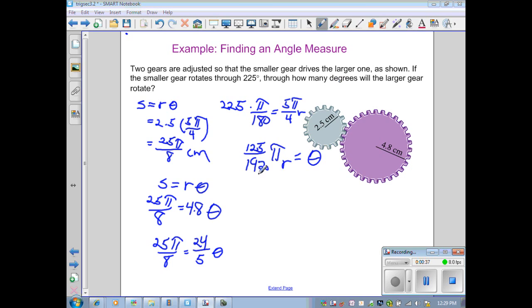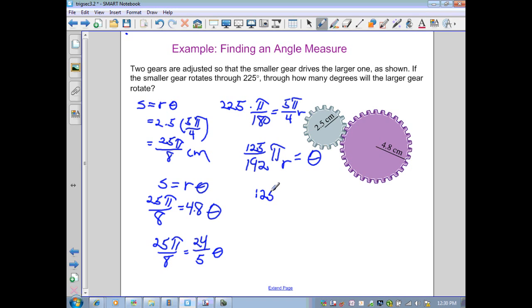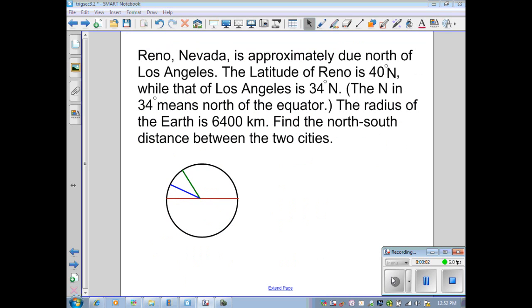We have this in terms of radians. So what we need to do is to convert that into degrees. So 125 pi over 192 times 180 over pi. The pi's will simplify out, and when I substitute into a calculator, I'm going to get approximately 117 degrees. Let's look at another example.